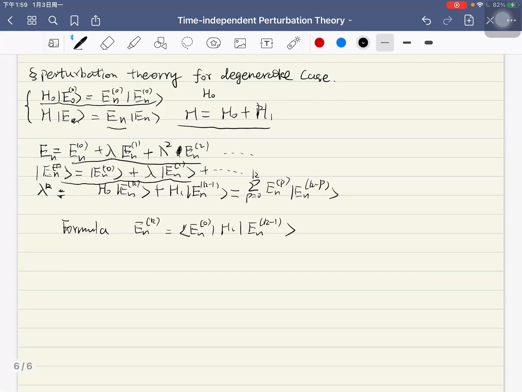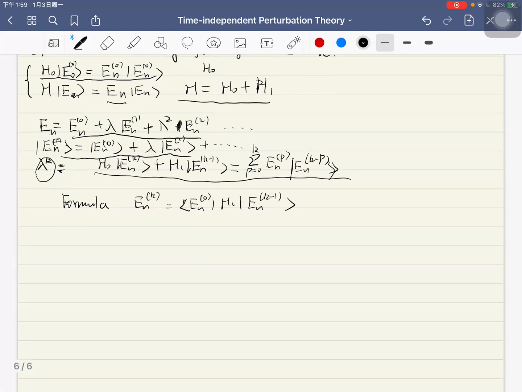So does the state En. By comparing the coefficients of lambda to the k, we derive the basic equations like this: H0 Enk plus H1 En(k-1) equals the sum over p from 0 to k of Enp times En(k-p). And we get the basic formula for the k-th order energy correction Enk equals this.